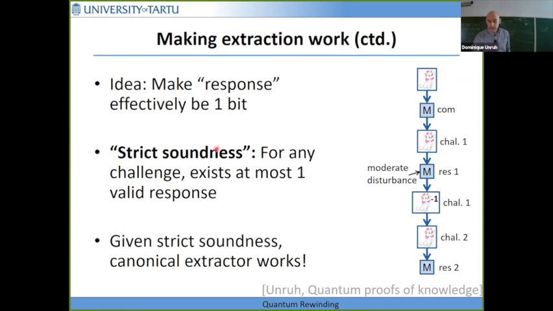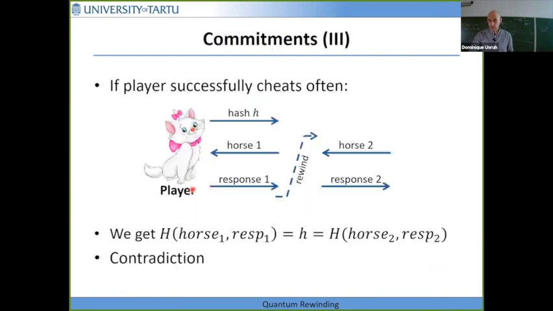But we have added this 1 extra condition, the strict soundness. And the strict soundness is unfortunately a strong condition, because strict soundness means there can be only 1 response. And now let's look at graph isomorphism.